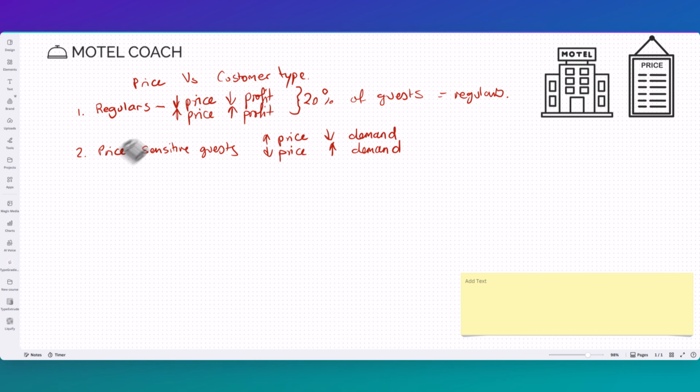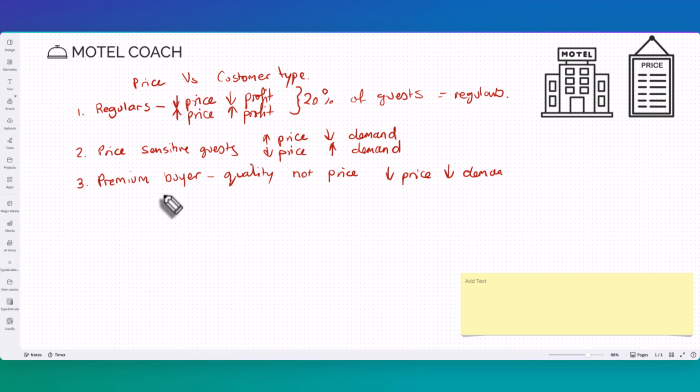Now, a subset of this price-sensitive guest, the next customer you're going to be looking at is a buyer that's looking for premium accommodation. So they're looking to spend for quality. So if you decrease price, you will lose some demand in this area.